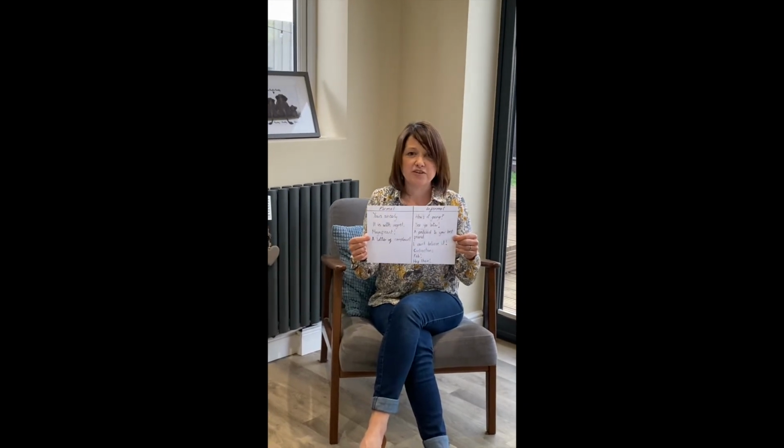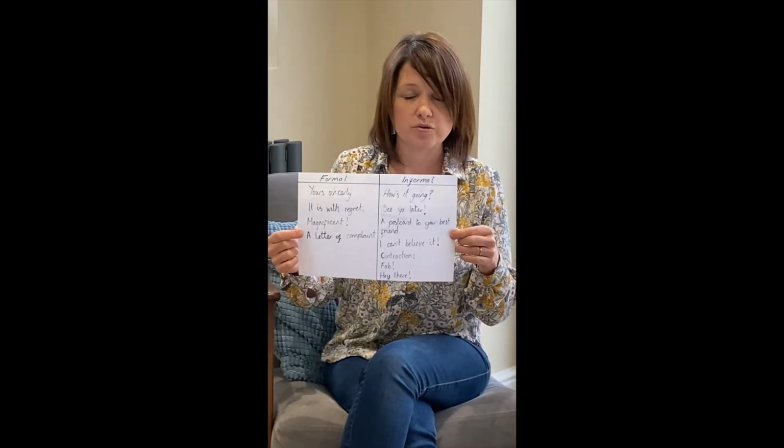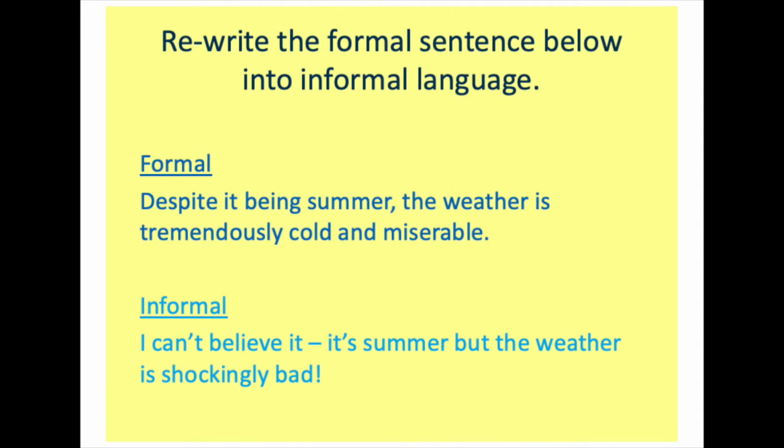Here's the answers. How did you do? You've probably noticed that in the informal column there were lots of contractions and slang words and shortened words. Now your challenge now is to rewrite some formal sentences into some informal language. So get ready. Here's an example. Here's the formal sentence. Despite it being summer, the weather is tremendously cold and miserable. But if I wrote that informally, it would probably read something like, I can't believe it. It's summer, but the weather is shockingly bad.